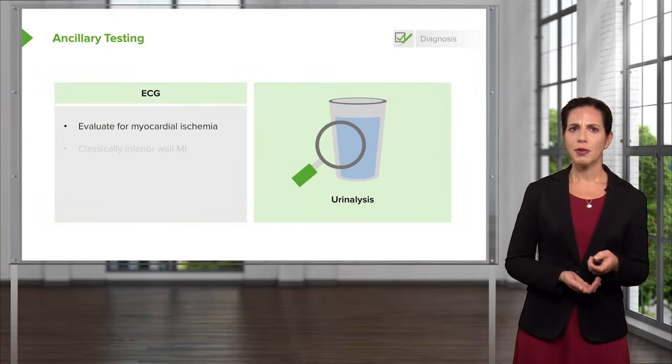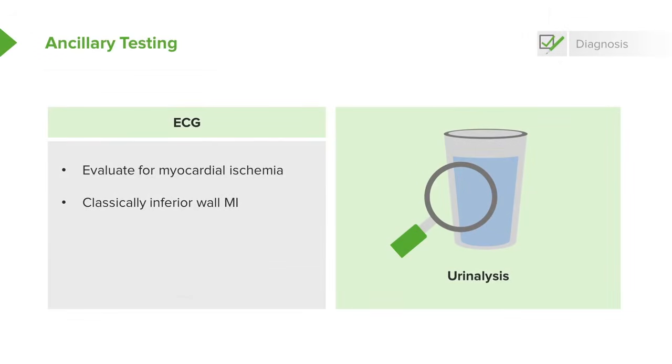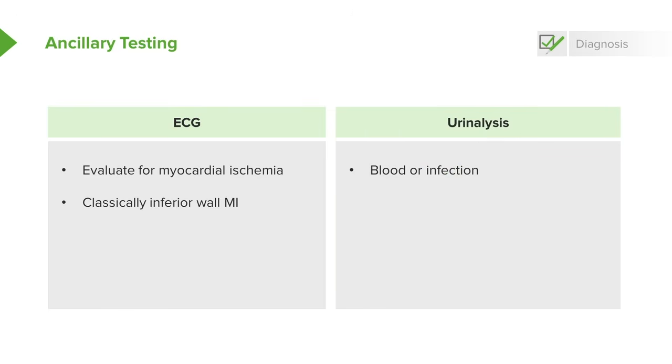The EKG can evaluate for myocardial ischemia. So again, I want to stress that that's classically associated with inferior wall MIs. So patients who are having epigastric abdominal pain, always think about that inferior wall MI. A urinalysis can also look for blood, which would be indicative of possibly a kidney stone. It can also look for white blood cells and nitrites and leukocyte esterase and see if there's any concern for infection. The other thing you can do on your urine test, especially in the male patient, is send for gonorrhea and chlamydia testing. We'll talk more about that in another lecture as well.